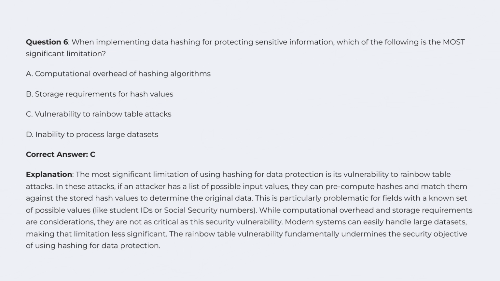While computational overhead and storage requirements are considerations, they are not as critical as this security vulnerability. Modern systems can easily handle large datasets, making that limitation less significant. The rainbow table vulnerability fundamentally undermines the security objective of using hashing for data protection.